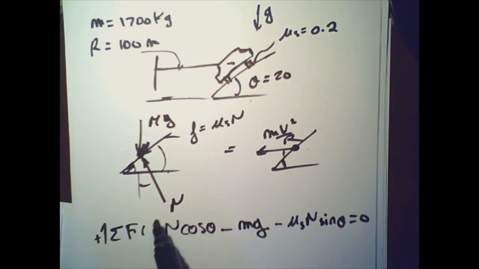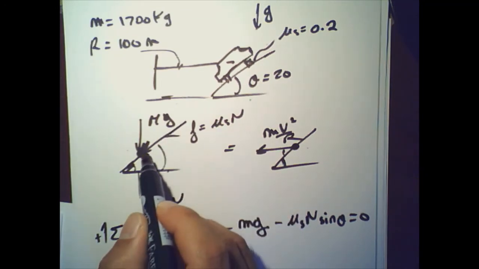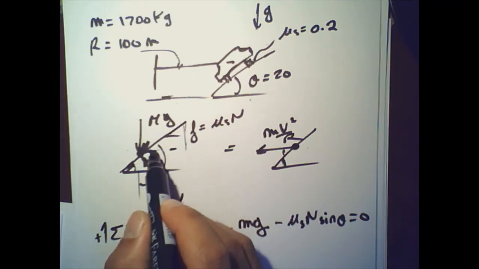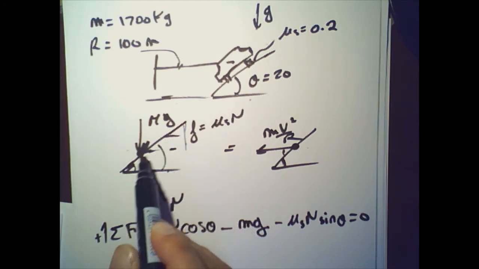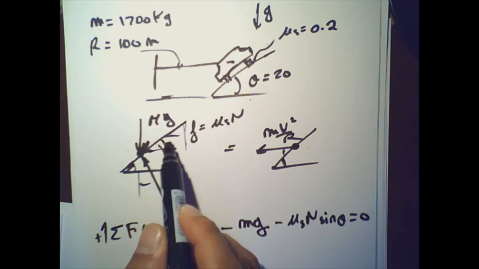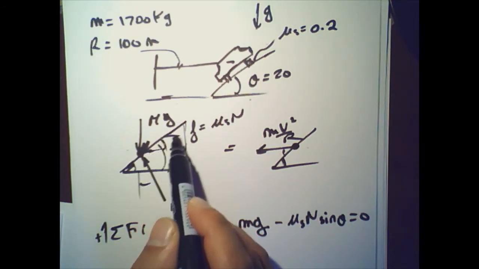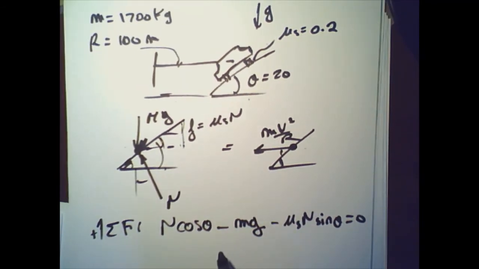So summing the forces in the vertical direction, I'm going to get n cosine theta minus mg, and this is your frictional force, right? The frictional force has this contribution, which is mu s n multiplied by the sine of this angle. That angle is theta, so this force times sine theta gives me this contribution, so minus sine theta.